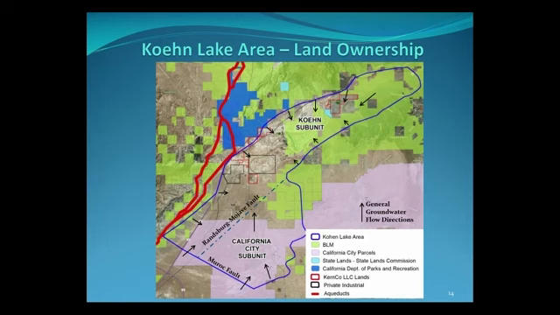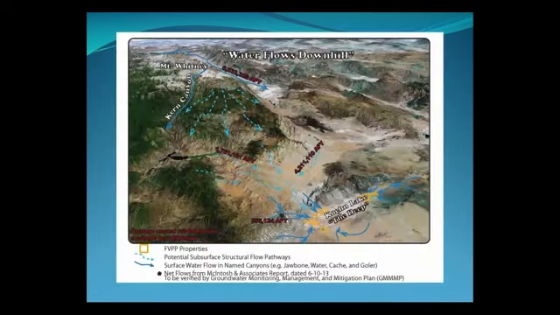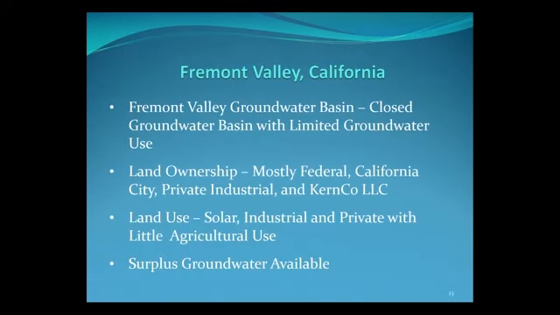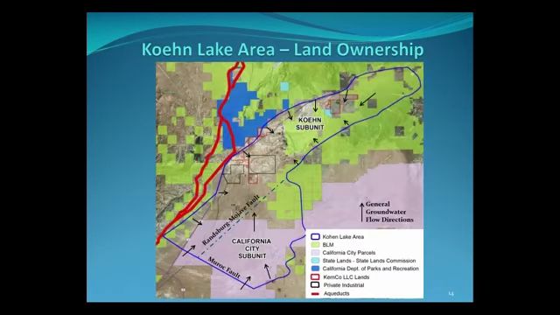Looking now at just the northern portion, if I go back here, I'm going to do a cross section about where the 646 is, and just look at the northern portion of the Fremont Valley. We call that the Cohen Lake area or the Cohen Lake subunit. You can see in red, I can barely see it, but outlined in red are the lands owned and controlled by Kernco.